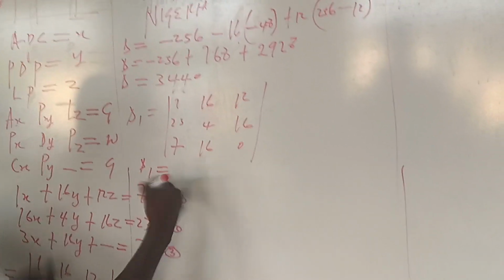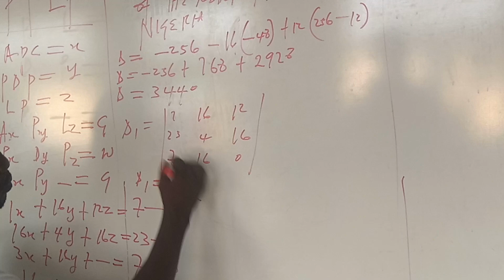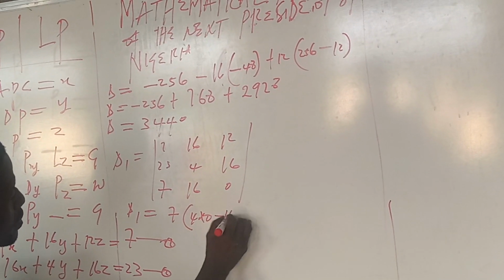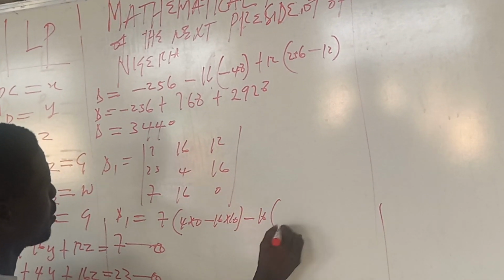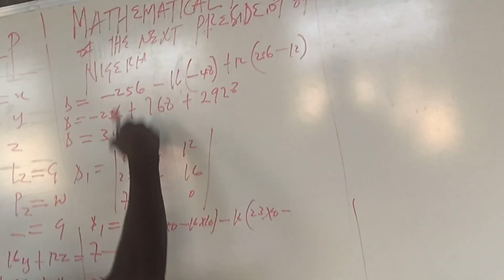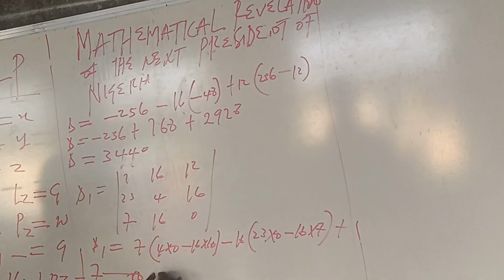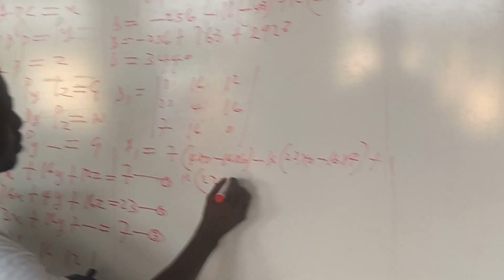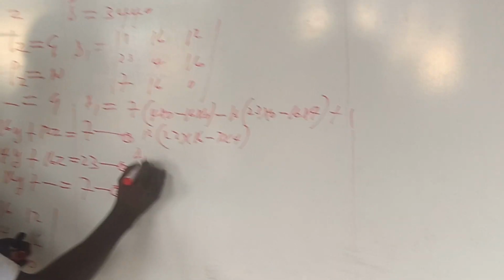Following the same procedure, let's be very fast please, delta 1 is equivalent to what? 7 into bracket, am I right? 4 times 0 minus 16 times 16 minus 16 into 23 times 0 minus 16 times 7, am I right? So please be vigilant. Then you have 12 into bracket, 23 times 16 minus 7 times 4. Am I right? So therefore, delta 1 is equal to what?